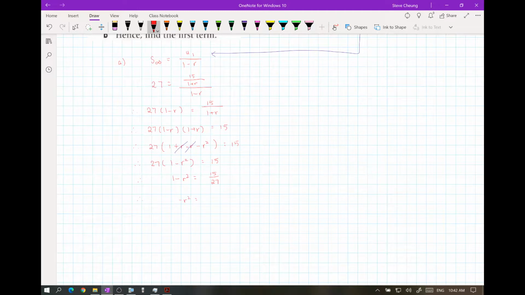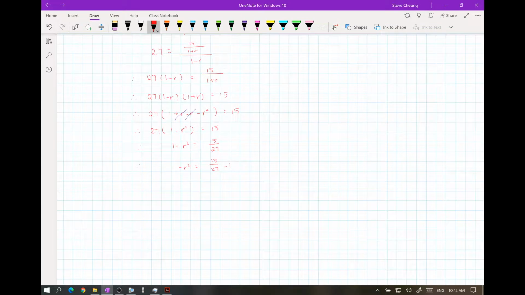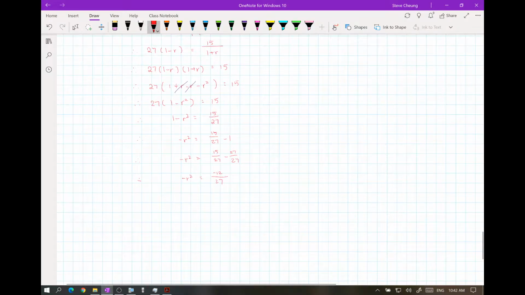And then I'm going to subtract this by 1, and then I'm going to divide this by negative. But let me simplify the right-hand side first. This will be 27 over 27. So this will be negative 12 over 27. And then technically, I can simplify this further.